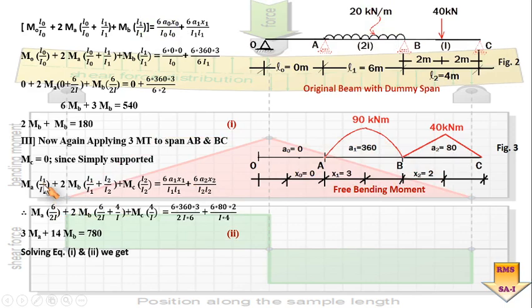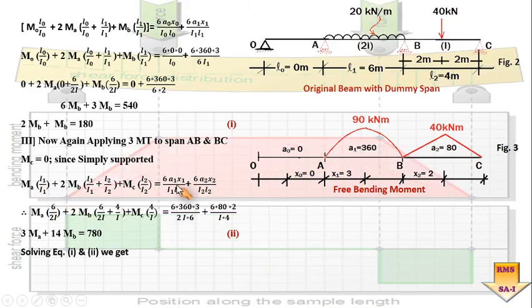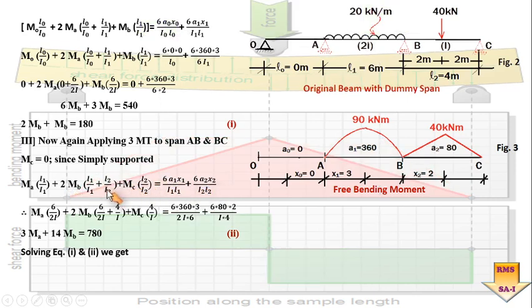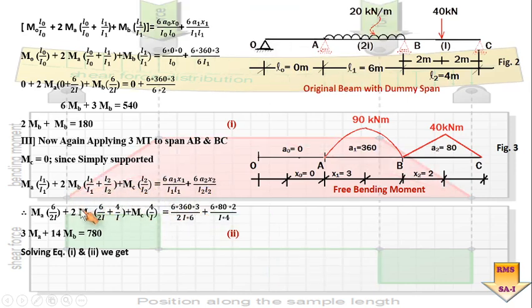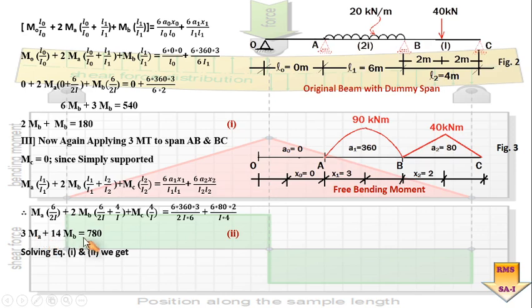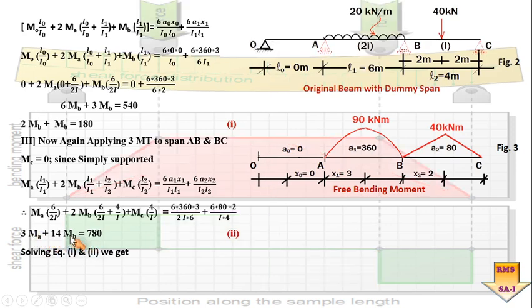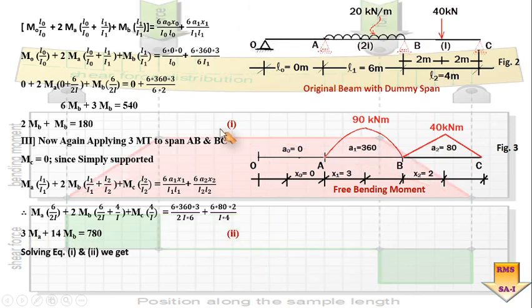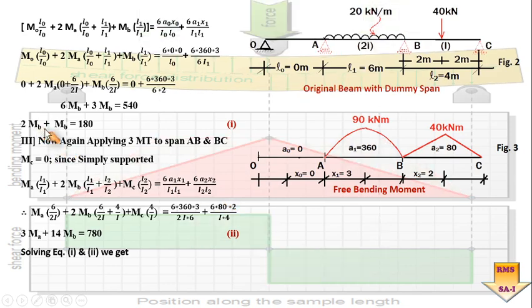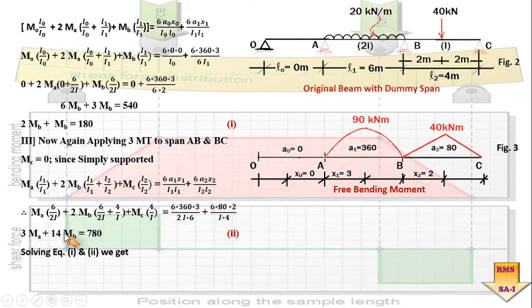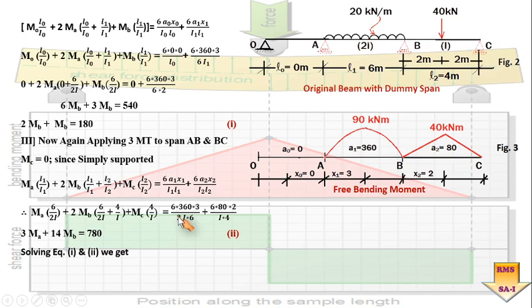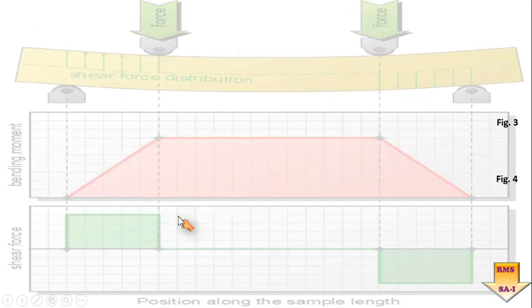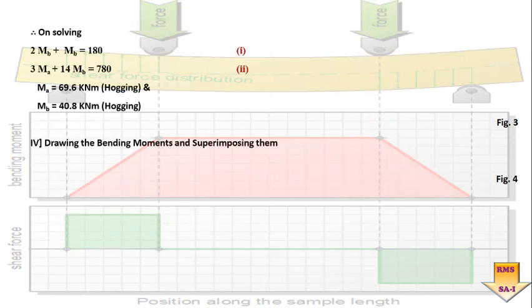Now putting the values of Li and A1, A2 in this particular governing equation, we get this simplified form, and again simplifying that, you are going to come across a new equation, that is 3MA plus 14MB is equal to 780. Call this equation number 2. Now we have two equations, and how many unknowns do we have? We have two unknowns, MA and MB. So after solving these two equations 1 and 2, you will get the values of MA and MB.